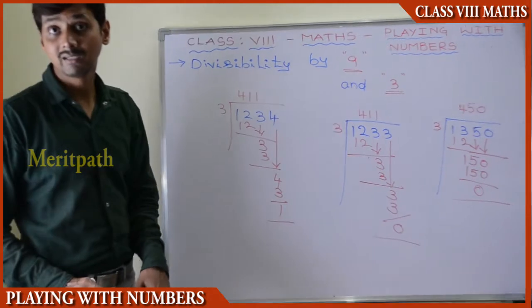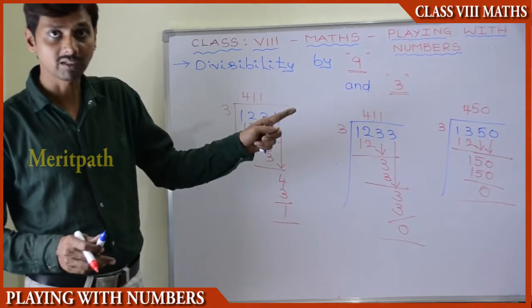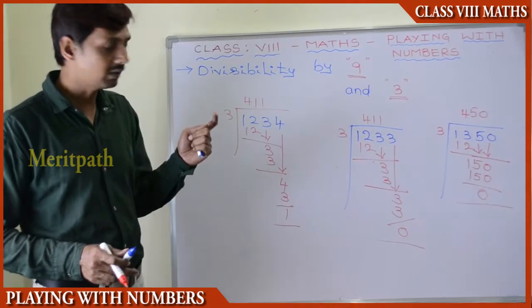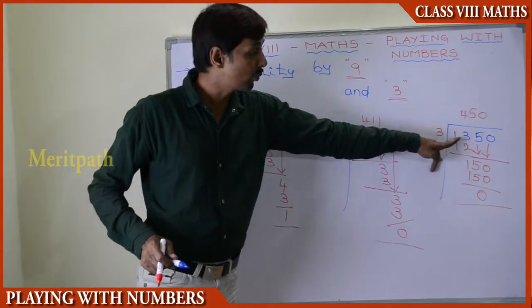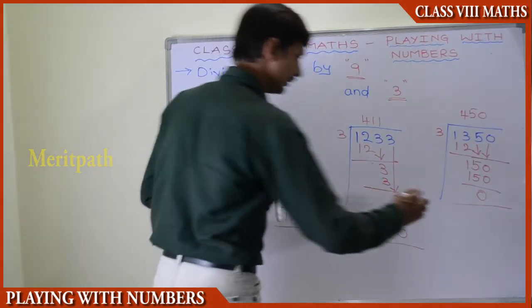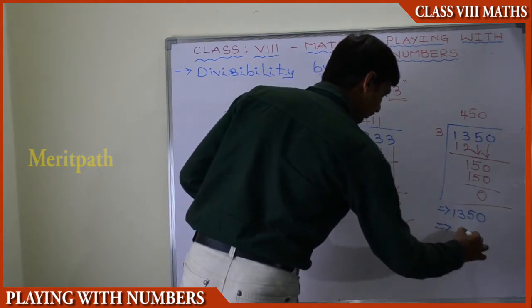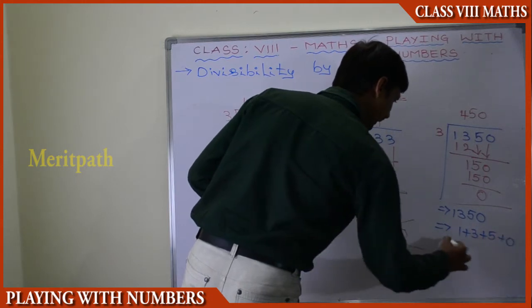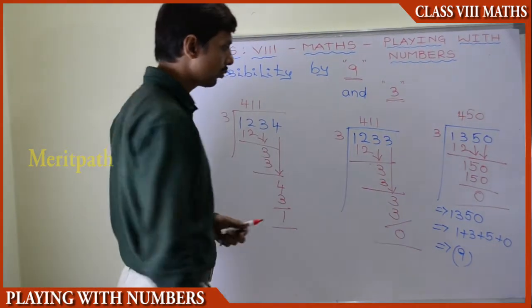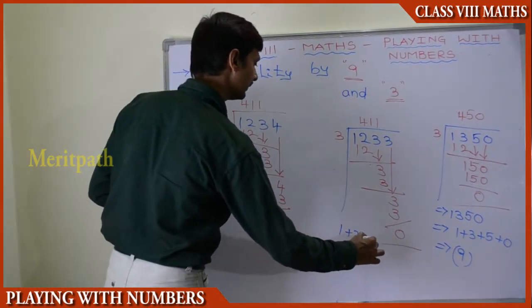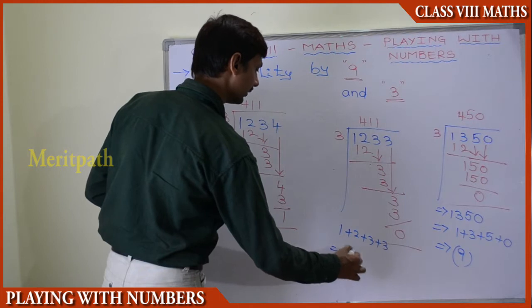So what we can understand here is some of the numbers are divisible by 3 and one of the numbers is not divisible by 3. So what makes a number divisible by 3 is its digits. Let's take 1350 and add its digits: 1 plus 3 plus 5 plus 0, then we get 9 as the result. And here, 1 plus 2 plus 3 plus 3 gives 9 as the result.